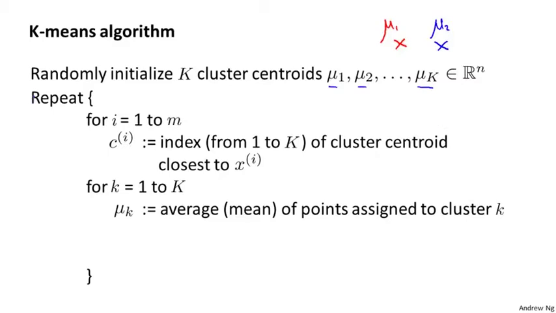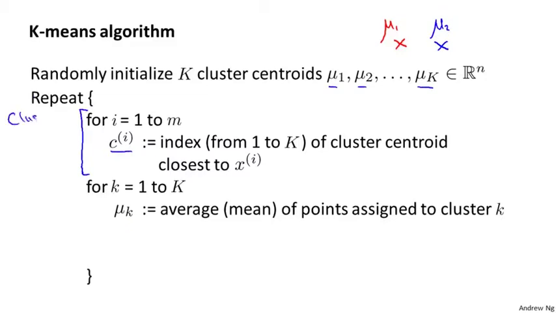Then the inner loop of k-means does the following. We're going to repeatedly do the following. First, for each of my training examples, I'm going to set this variable c^(i) to be the index 1 through k of the cluster centroid closest to x^(i).